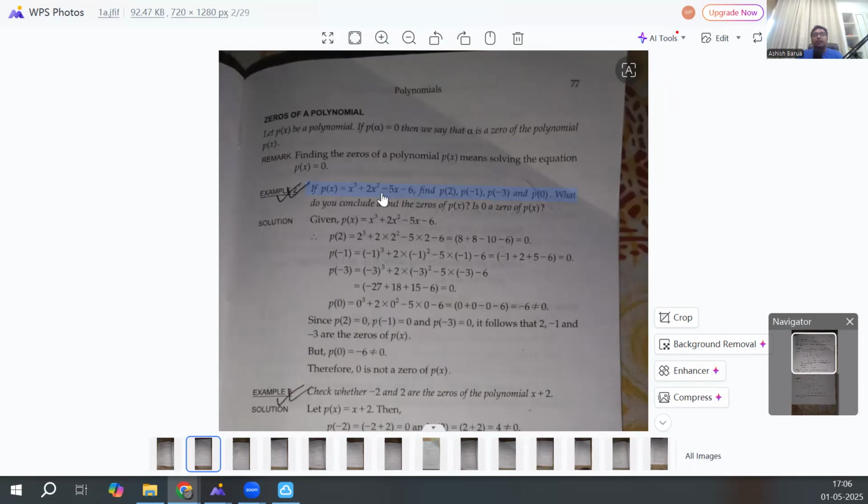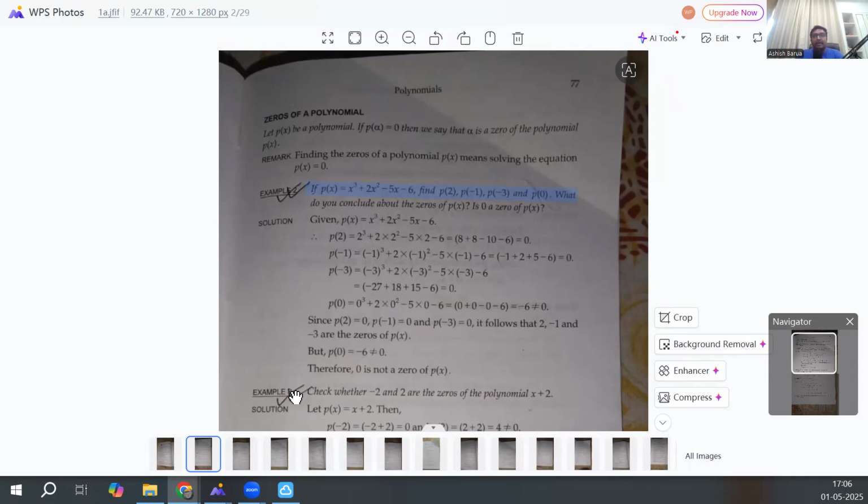And p(0). Wherever you get the value of x, we'll put 0. So 0 cubed is 0. 2 into 0 squared is 0. Minus 5 into 0 is 0. So the first three terms become 0, and ultimately we are left with minus 6. So putting the value of x as 0, we are not getting the value of the expression as 0, but we are getting minus 6, which is not equal to 0. That means 0 is not a zero of the polynomial p(x). Hope this up to here is clear.